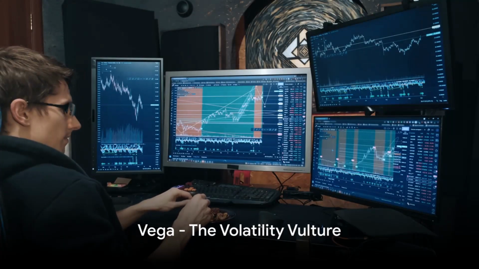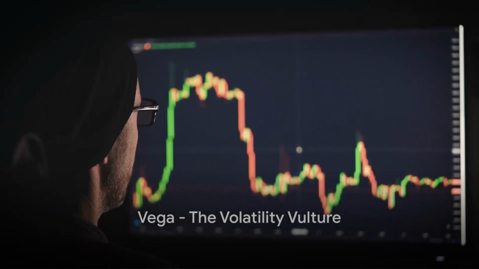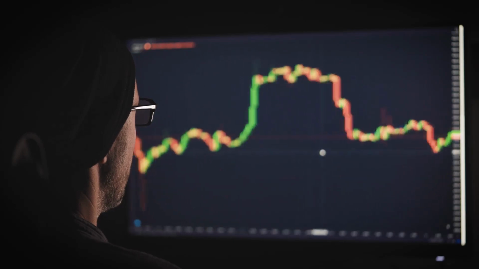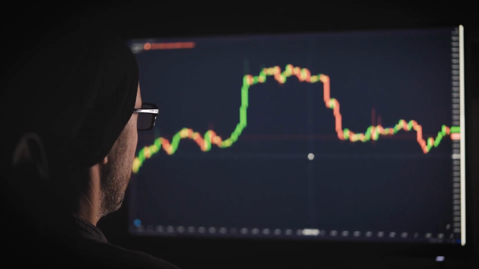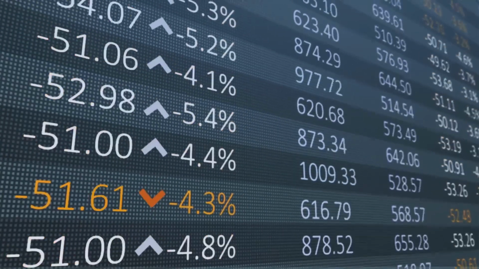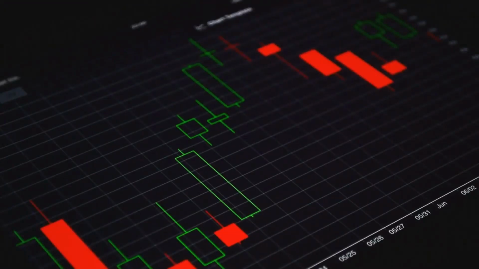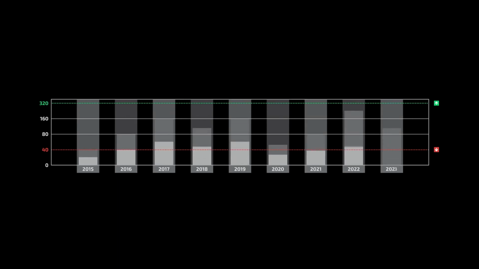Let's not forget vega, the volatility vulture. Vega measures the sensitivity of an option's price to changes in volatility. If the market becomes more volatile, vega indicates how much the price of the option will change. Traders use vega to understand how a change in implied volatility will impact their options positions.